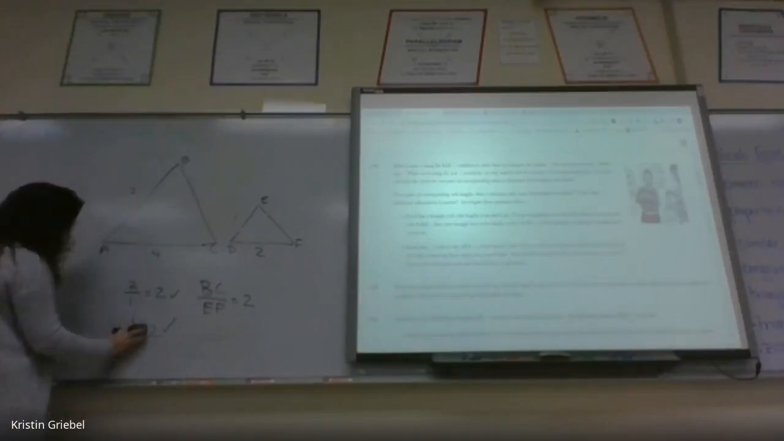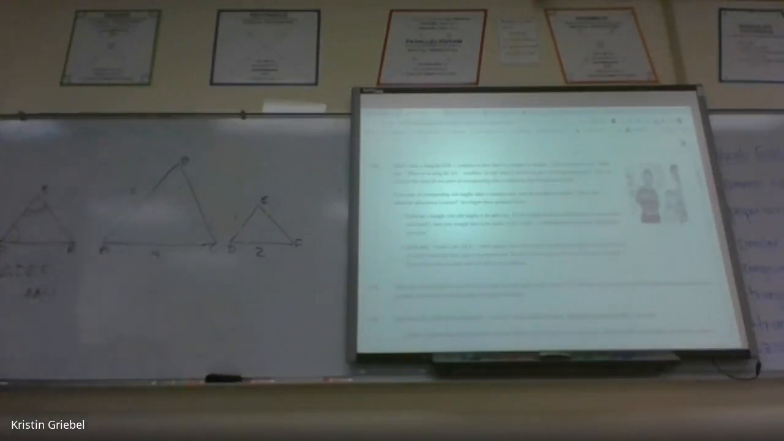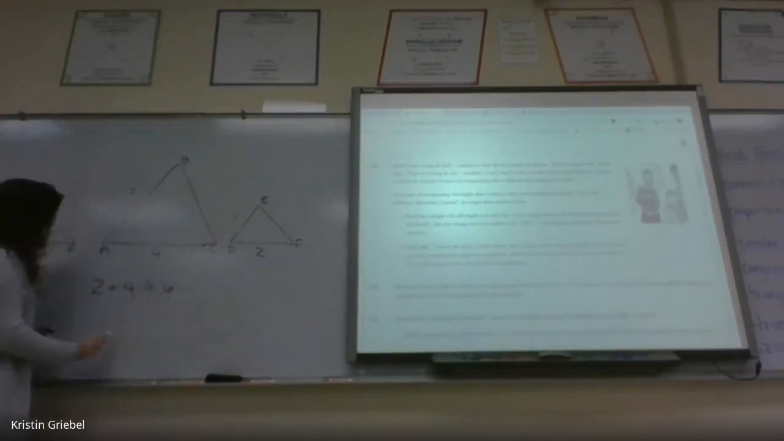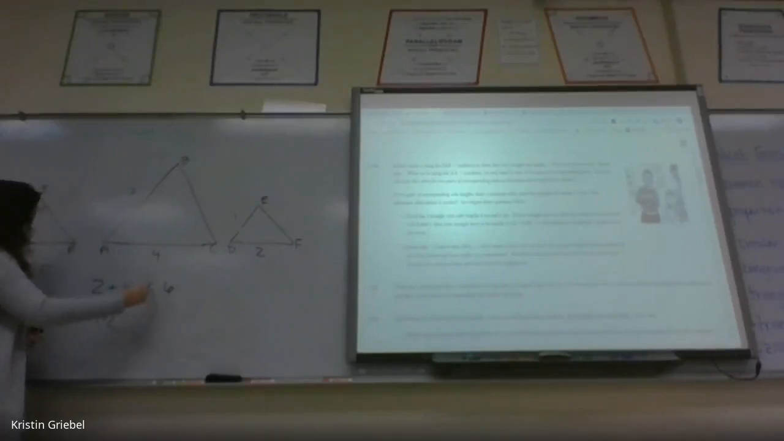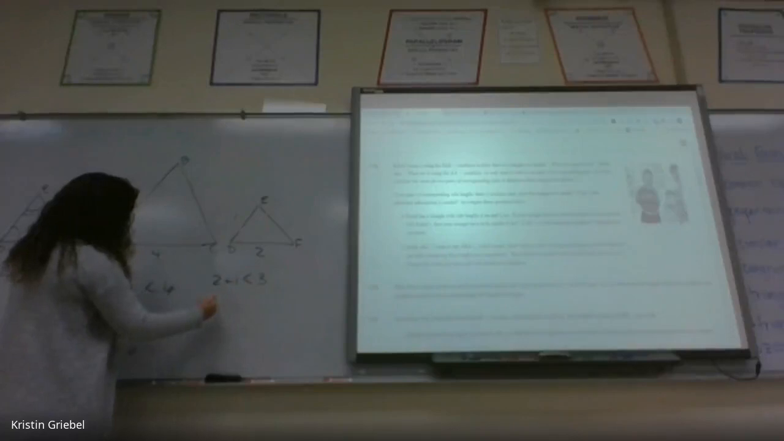If we revisit the triangle inequality theorem, we know that the biggest side has to be less than 6, and the smallest side has to be greater than 2. 2 times 6. For this one, biggest side has to be less than 3. Smallest side has to be greater than 1.